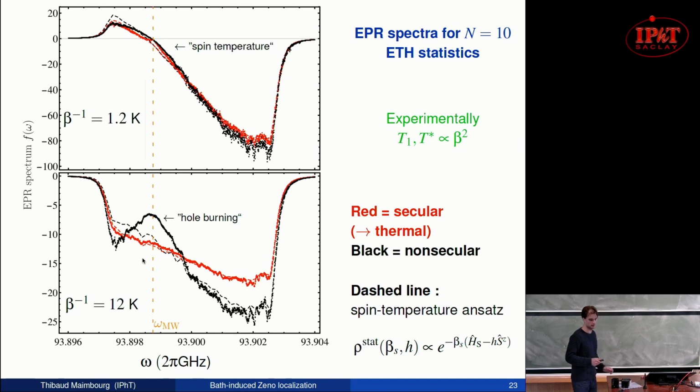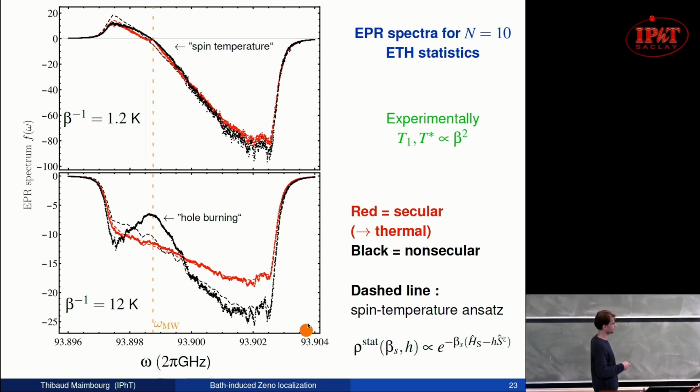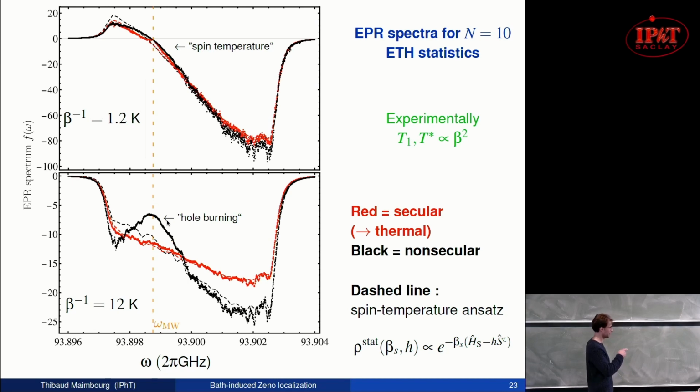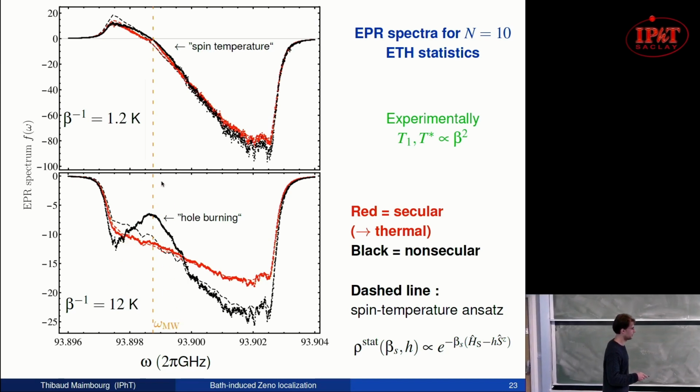So what does it mean? It means that my time scales, as I told you, scale like beta squared. So this means that the time scales of the system and the bath are 100 times faster. Okay, and here I get a totally different shape. The non-secular dynamics gives you a hole burning shape. So you see you have this hole here close to the irradiation frequency. This is typical of something that is more localized.